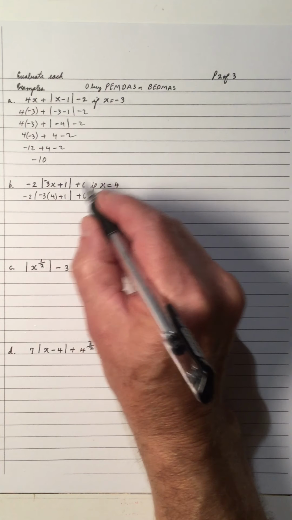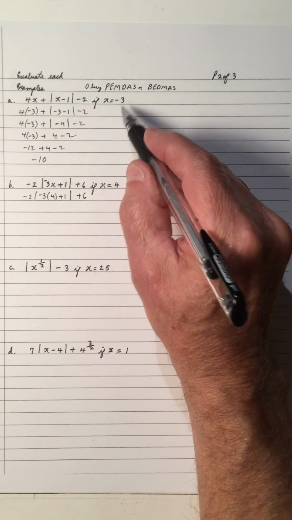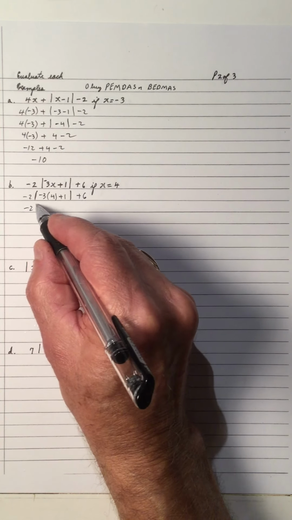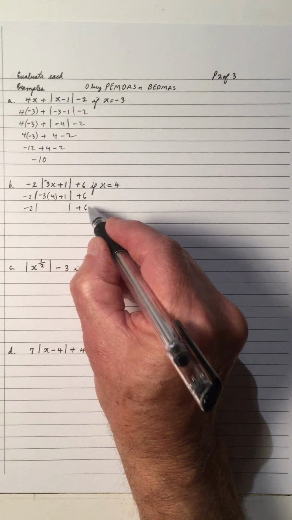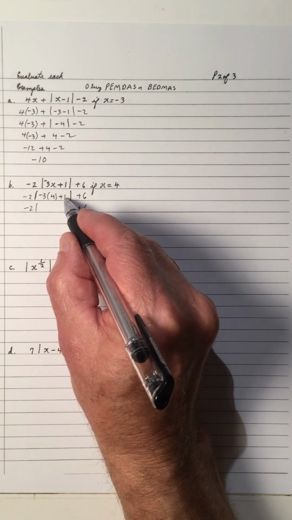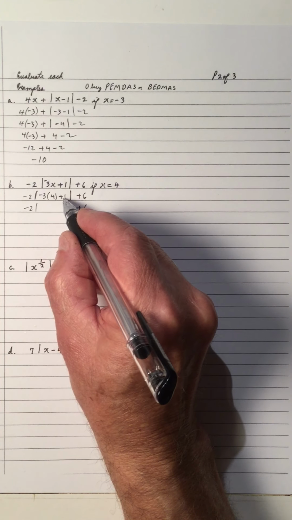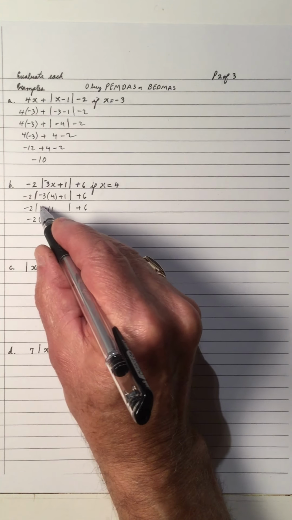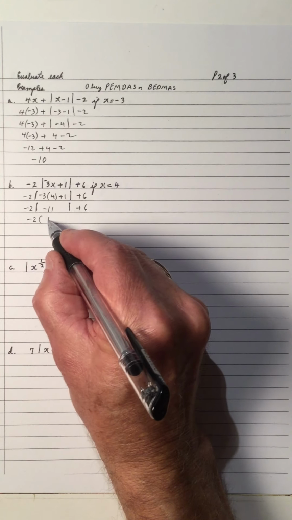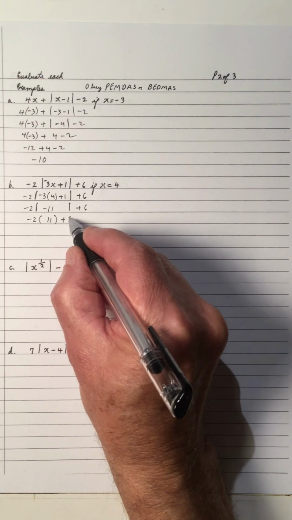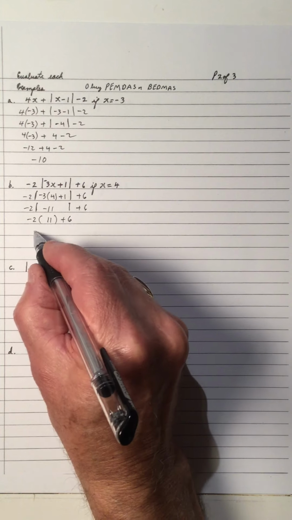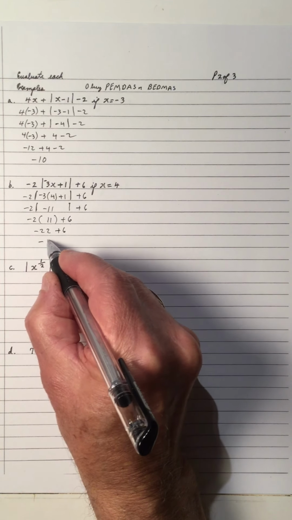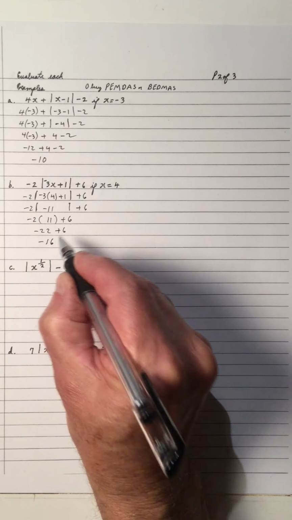Again, we have to obey PEMDAS or BEDMAS. We have to work out the inside of this absolute value first. So we multiply and then add. And negative 12 plus 1 is negative 11. So we still have to work out the inside of this absolute value, which is 11. Now we have a multiplication and addition, so we get 22 plus 6, and that's a negative 16.